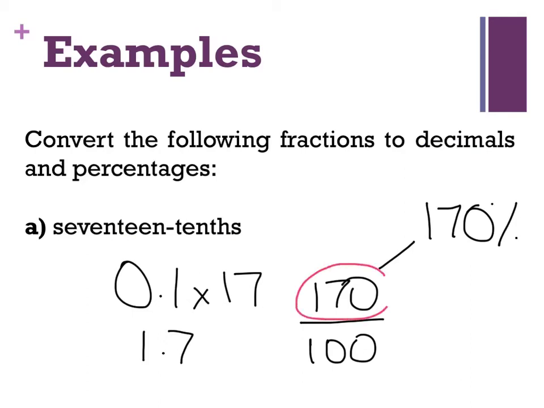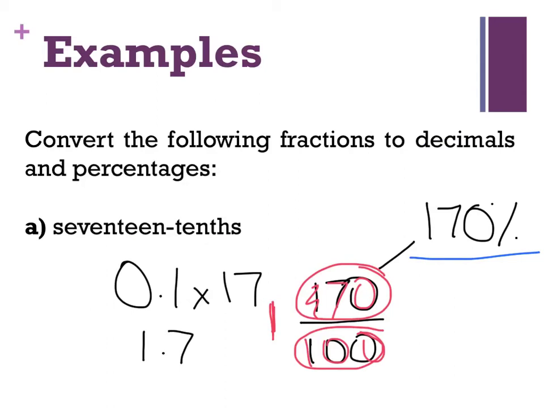I know that my numerator is bigger than my denominator, so I'm at least going to have one whole. I'm going to have 1 and 70 over 100. So with that 1, I know I have more than 100%. Now, when would I ever have a circumstance where I'd use more than 100%?